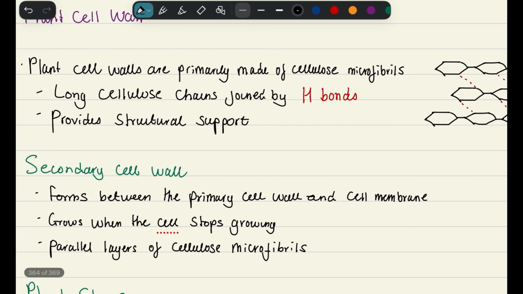Now, we also need to mention secondary cell walls. The secondary cell wall forms between the primary cell wall and the cell membrane, and it forms once the cell stops growing. So your cell's done all the growth that it wants, it's formed its primary cell wall, and it's like, okay, let's add another layer of protection by getting the secondary cell wall involved. This has parallel layers of cellulose microfibrils. Again, not something that comes up too often in biology, but definitely good knowledge to know. And of course, you also have your middle lamella around there as well.